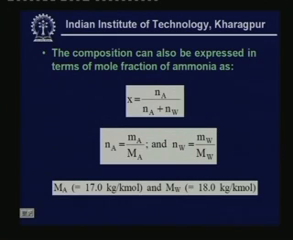For example, Na, that is the number of moles of ammonia, is equal to the mass of ammonia divided by the molecular weight of ammonia. Similarly, the number of moles of water is equal to the mass of water divided by the molecular weight of water. And for calculation purposes, you can take the molecular weight of ammonia as 17 kg per kilomole and the molecular weight of water as 18 kg per kilomole.